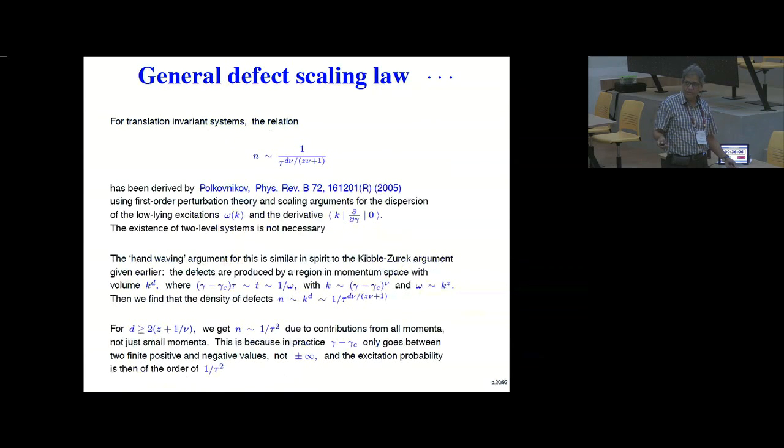So this happens because in practice, gamma minus gamma c goes between some finite values. It doesn't really go from minus infinity to plus infinity. And so the excitation probability is then of order 1 by tau squared. So if you look at this formula and you keep increasing tau, this power will keep increasing till it reaches 2, and then it saturates at 2. When you go beyond that, it doesn't increase anymore.